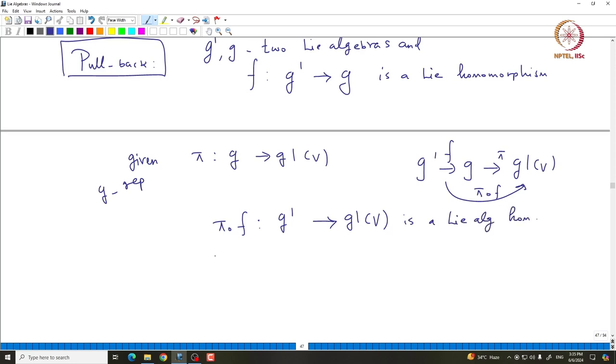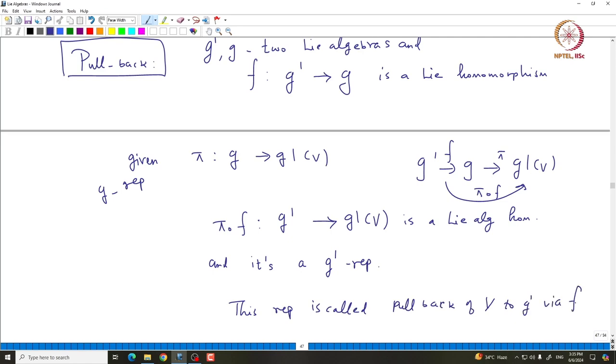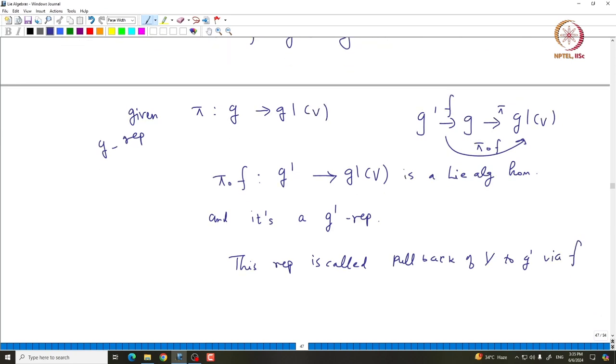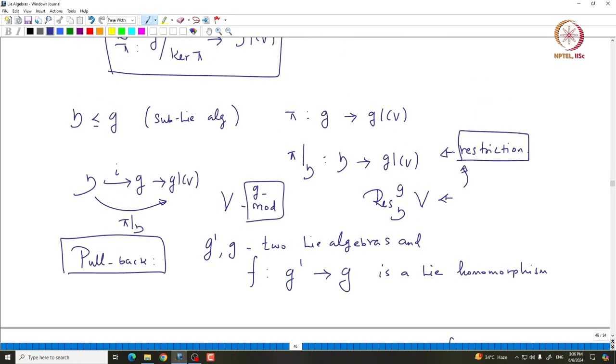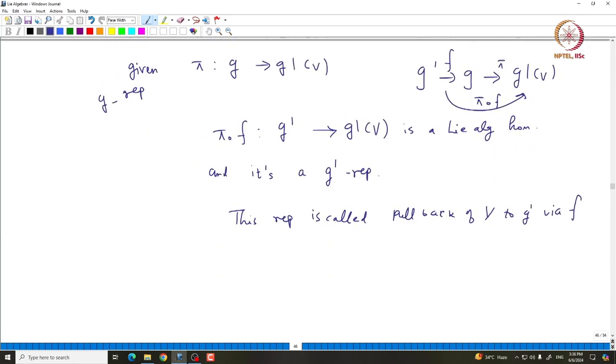And it is a G dash representation. This representation is called the pullback of V to G dash via F. So, we are pulling back the G representation to G dash. Now, this concept is very important. Already we have seen one example. For example, restriction can be thought of as a pullback of the inclusion map. Similar to that, one can also consider the quotient maps, and then we can compose things.